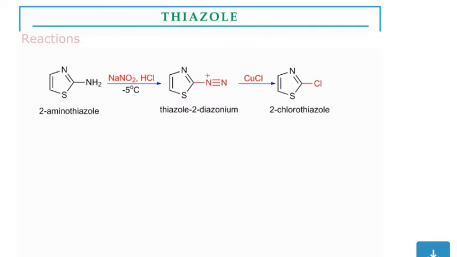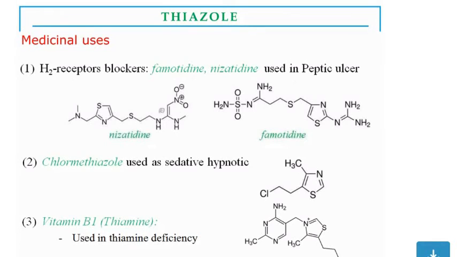Now reactions: you can see 2-aminothiazole gives thiazole-2-diazonium, and after reaction it gives 2-chlorothiazole. So, medicinal uses of thiazole: famotidine and nizatidine are used in peptic ulcer. You can see nizatidine and famotidine. Clomethiazole is used as a sedative hypnotic, and vitamin B1, thiamine, is used in thiamine deficiency. You can see that vitamin B1 also contains a thiazole ring, and a thiazole ring is also present in clomethiazole.